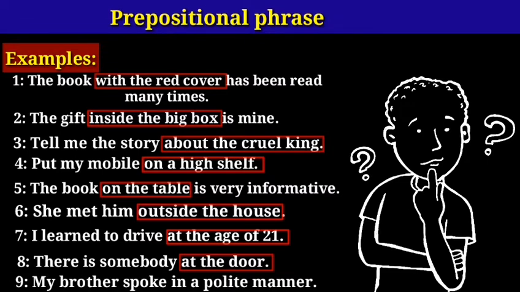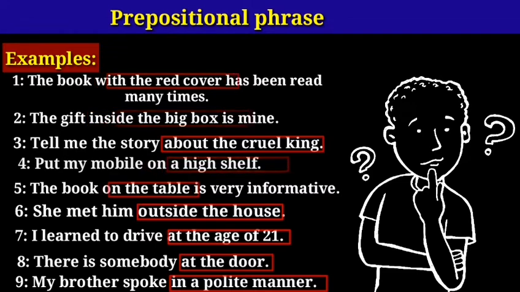My brother spoke in a polite manner. And this sentence, in a polite manner, is a prepositional phrase because it starts with a preposition, it is a group of words and there is no subject-verb combination. So now it becomes a prepositional phrase. Well guys, as you came to know about a prepositional phrase, now let's discuss its various functions in a sentence.